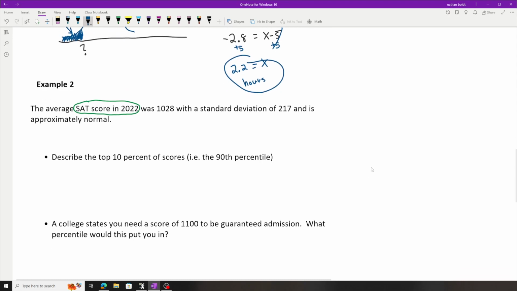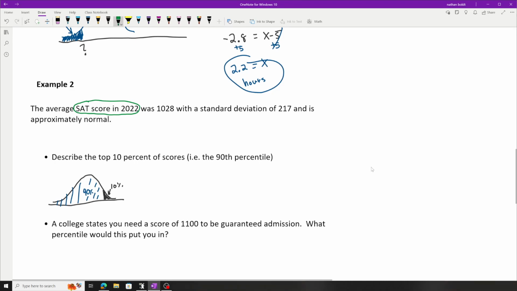All right. The average SAT score in 2022 was 1,028 and had a standard deviation of 217 and is approximately normal. Describe the top 10% of scores. This is the 90th percentile, right? If you're in the top 10%, you are in the 90th percentile. So, over here is the top 10%. And if you're in the top 10%, you are beating 90%.